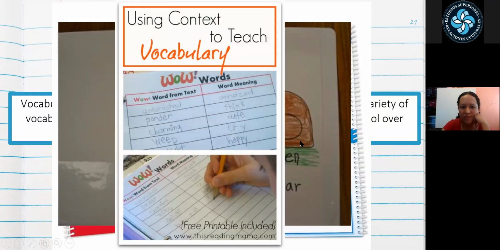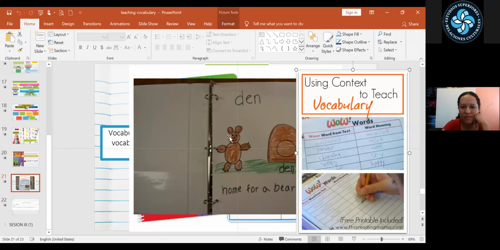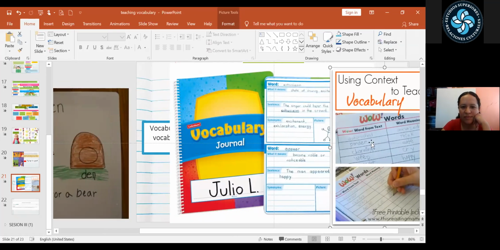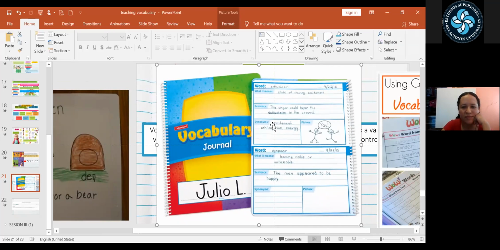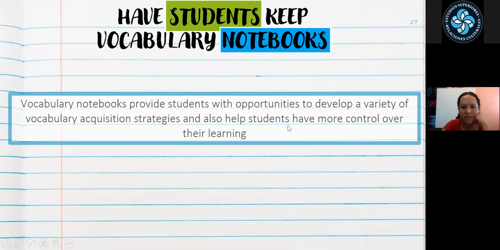And let me see here, because I didn't put the correct order of animations. Sorry about this one. Here we have, yes, the vocabulary notebooks that are very important for students because they can have control. This is called a journal. And the journal is very helpful for children, or for older learners, because they can put their new words that they didn't know or words that they encountered during the lesson.